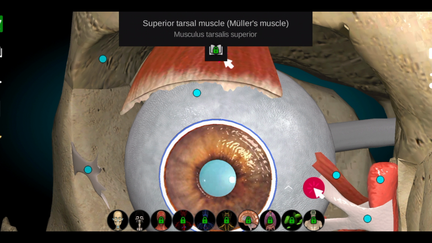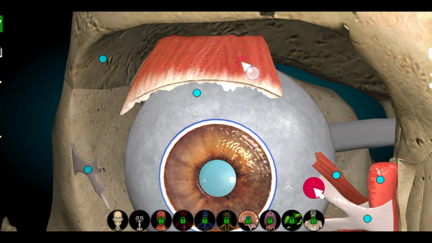Now here you can see the superior tarsal muscles, also called Mueller's muscles. As I mentioned before, this is a structural muscle which helps to maintain the elevation of the upper eyelids, and it is innervated by the sympathetic nervous system.